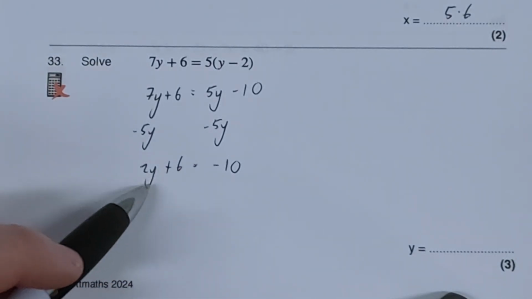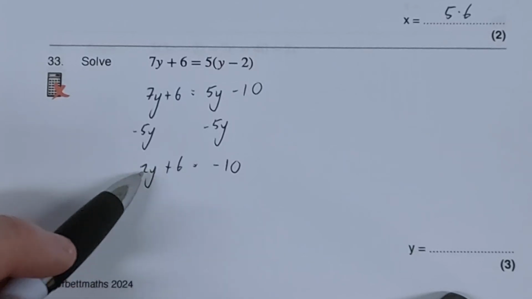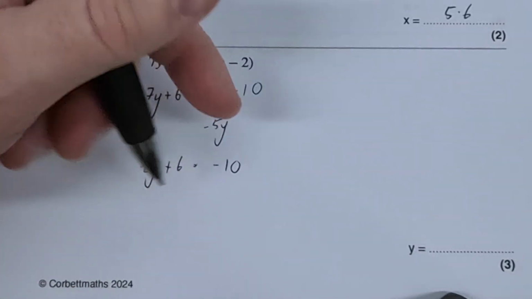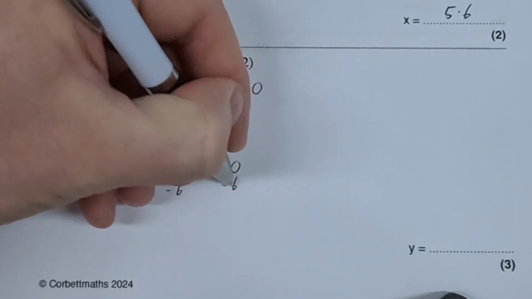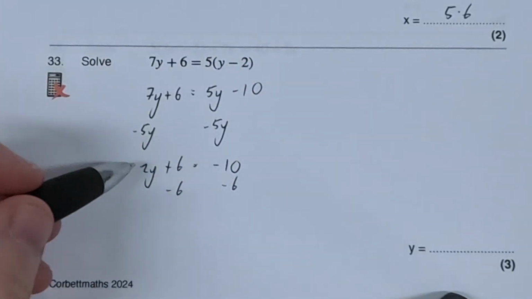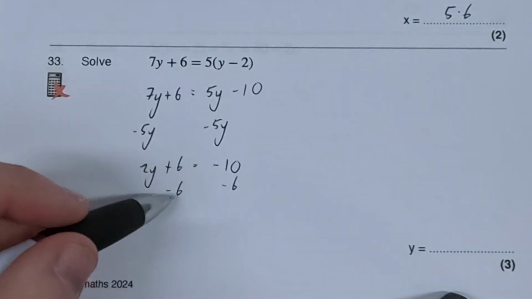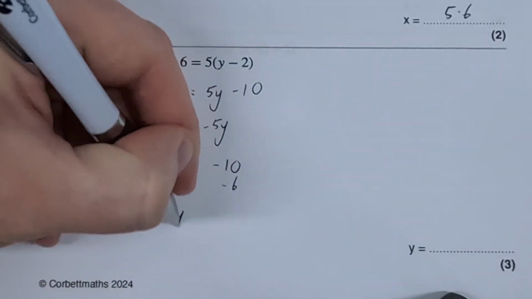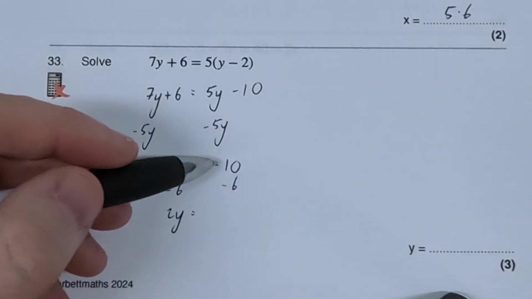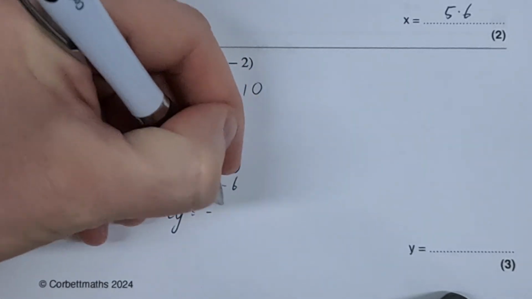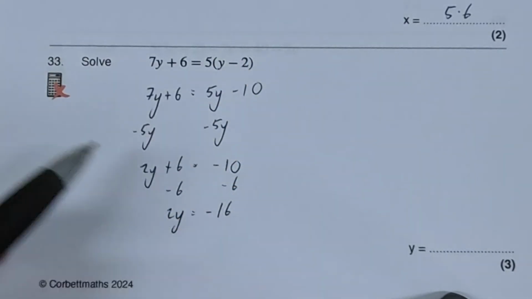Now we want to get the y on its own, so we want to get rid of this plus 6, and then we want to get rid of this multiplied by 2. So let's take away 6 from both sides of the equation. So take away 6 and take away 6. On the left-hand side, we had 2y plus 6. We're taking away 6 to get rid of the plus 6, so we're going to be left with 2y. And then on the right-hand side, we had minus 10. Take away 6, that's going to be minus 16. So we've now got 2y equals minus 16.